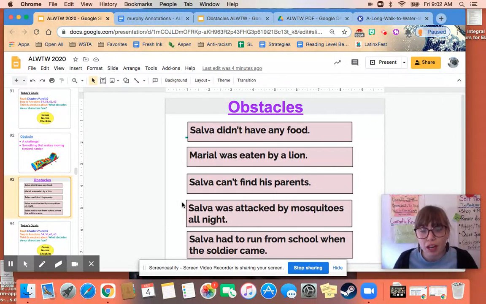What I'd like you to do right now is look at each one and think about, what do you think is the most challenging obstacle Salva has faced so far? And if you think there's one I didn't include, you can include that in your answer. But go ahead and take a moment and answer the question on Edpuzzle. Which obstacle do you think is the most challenging for Salva so far, and why? Go ahead and pause the video.